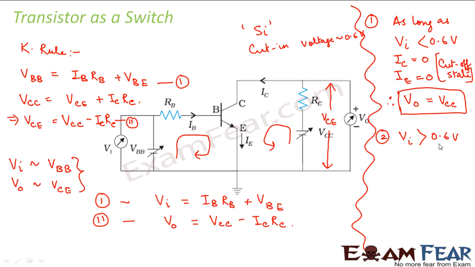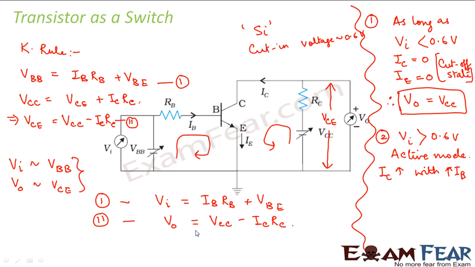Now, when the input voltage is greater than the cut-in voltage, in that case, what happens? In that case, the transistor is in the active mode. And in active mode, what will happen? Collector current will increase with increase in base current. Right? When your input voltage is greater than 0.6 volts, as your input voltage increases, this IB will also increase as per this equation.